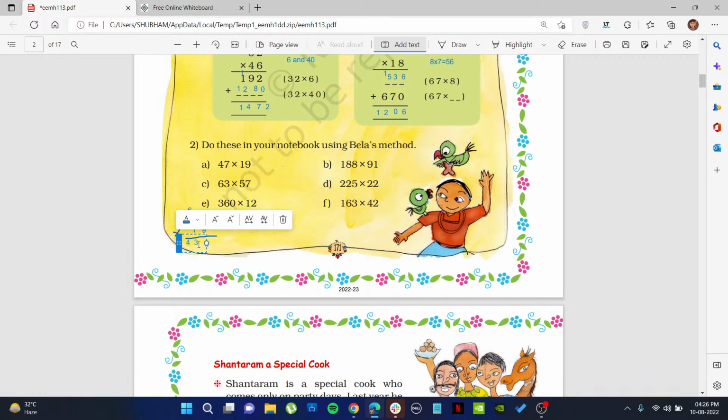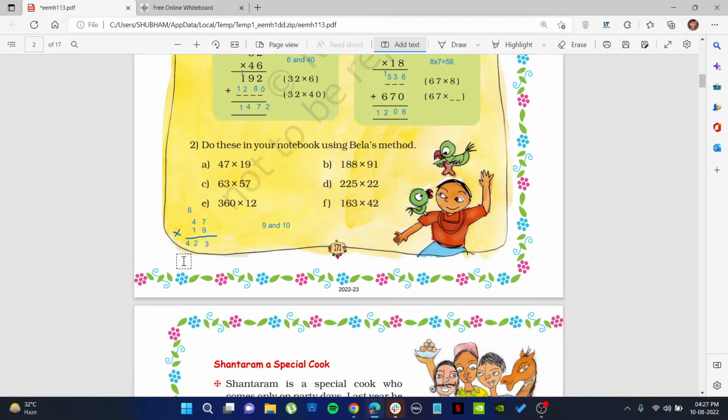Here it will be 42. Mistakenly, 3 has been written here. Okay, so we get 42 here. So we have multiplied 47 with this 9. Now our next step is to multiply 47 with this 10.